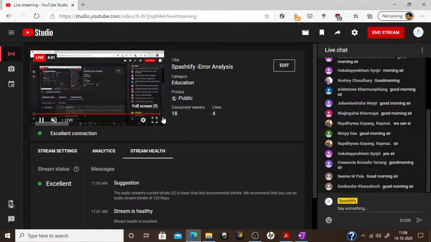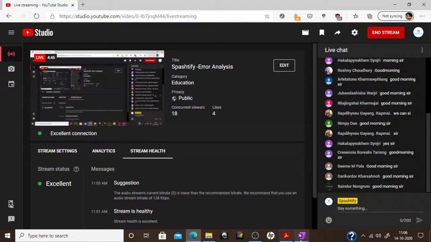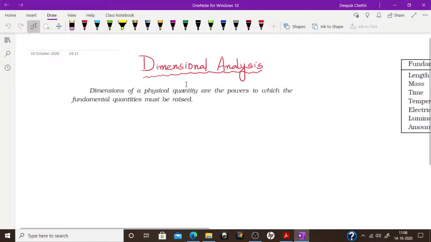Okay, so last class we did significant figures and rounding off. I hope that is clear. So today we will be doing dimensional analysis. Before that we have to understand what is the meaning of the word dimensions.